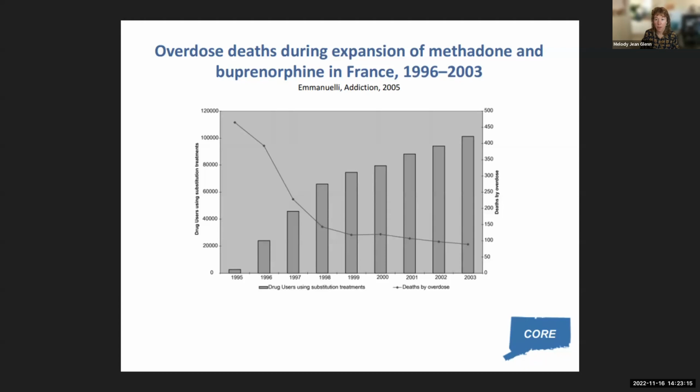So here's a graphic that I like. The line that's going down is overdose deaths, and the bars that are going up are the expansion of methadone and buprenorphine. Although we can't say that correlation equals causation, it's a pretty nice visual, right? Once we start offering treatment for opioid use disorder, overdose deaths go down. And this was in France.